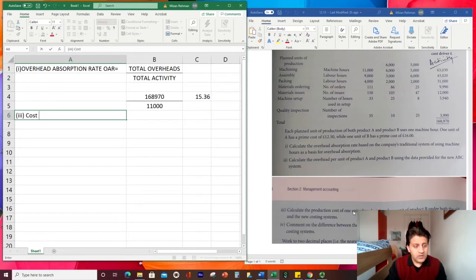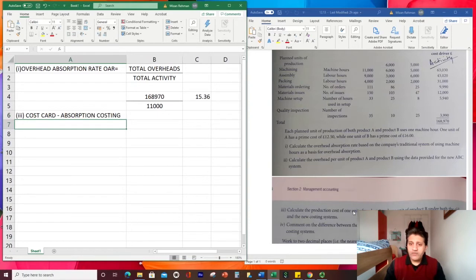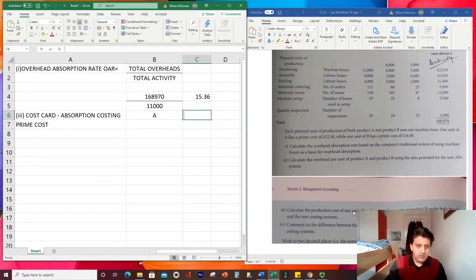So the cost card, and this is under absorption costing. Cost card simply accumulates all types of costs together. In this case, it is going to be very simple because material and labor has been given together, so we call it prime cost. We do need 2 sections here, one for A and one for B. So product A and B, so A and B.